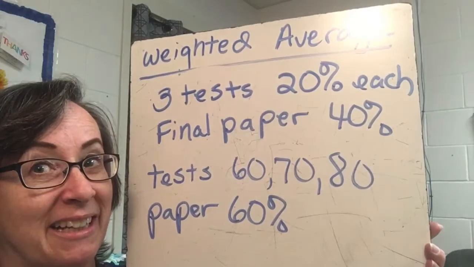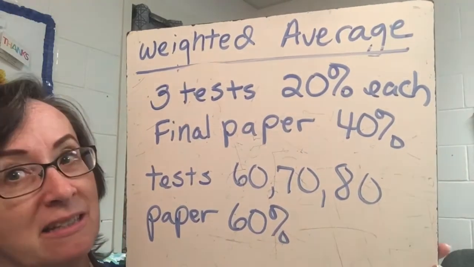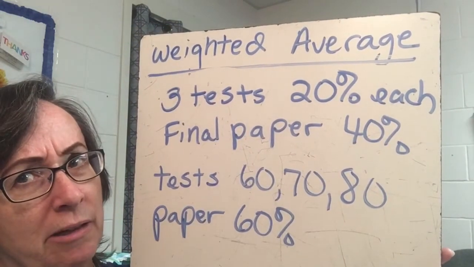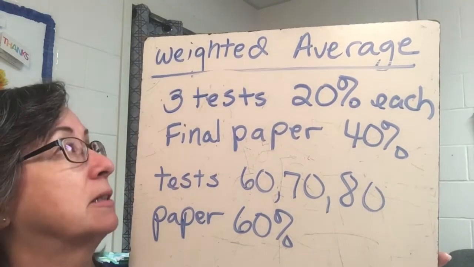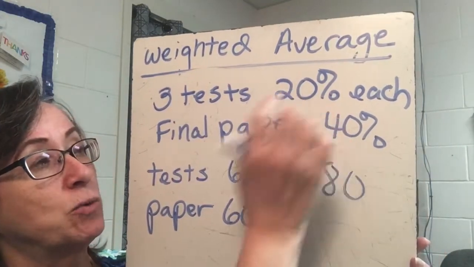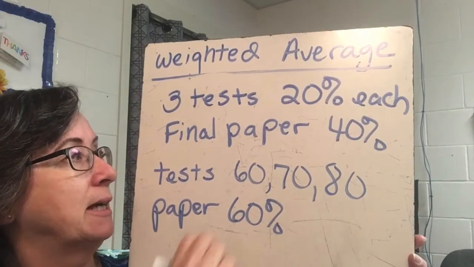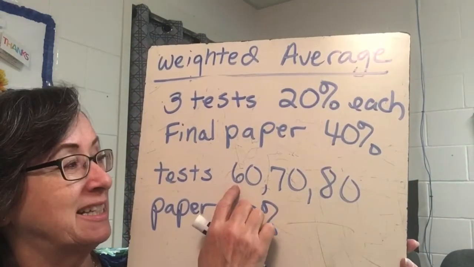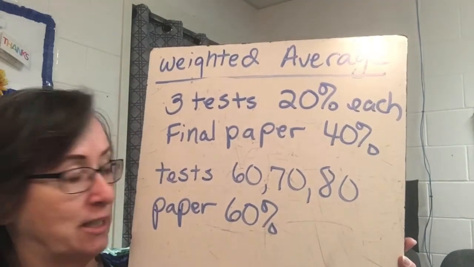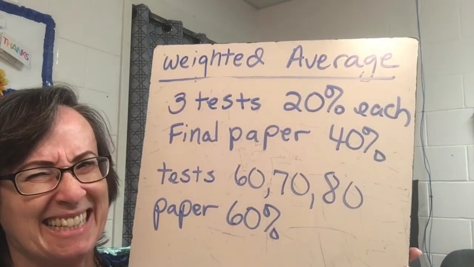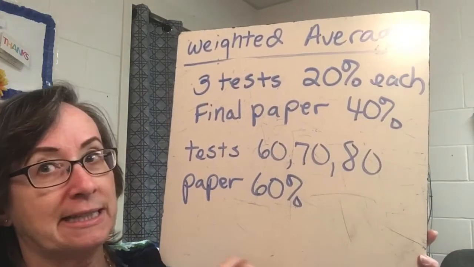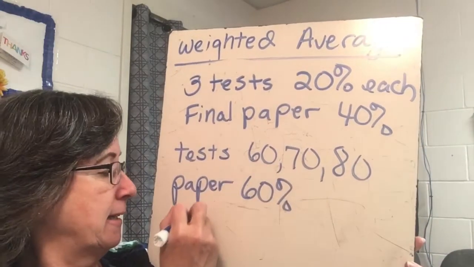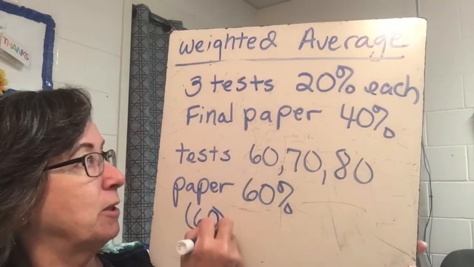This problem doesn't end quite as nicely. This guy's not working as hard as he needs to be. He is in a graduate program. Of course, graduate programs are difficult. But he has 3 tests, and each one of them is 20%. His final paper is 40%. On his test, he made a 60 and a 70 and an 80. And then on his paper, he made a 60. So let's see what he makes overall. So we're going to take the first test, and we're going to multiply it by the weight.